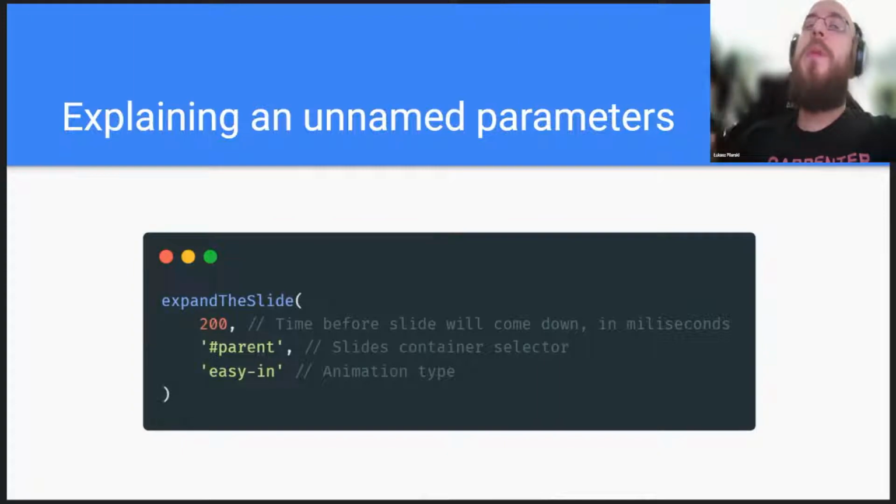Because we can replace all of those three parameters with one object. An object has keys with names, named keys, yes? So we can have a function, expand the slide, that will take one argument, which is an object, and it has three keys: timeout, parent, and type, or animation type. And with only that very little change, those comments are unnecessary, can be removed totally, and the user doesn't even have to read the source code. He can call the function, and it will be more obvious what should be used.